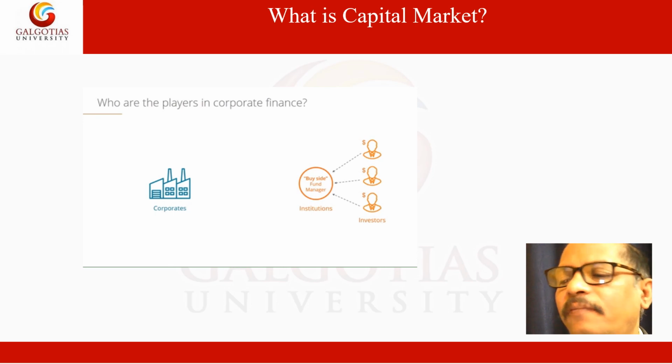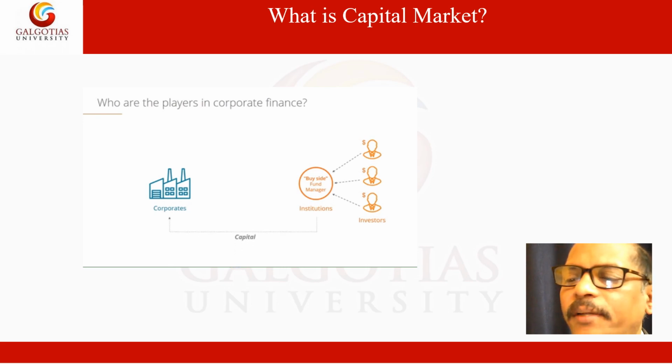So the capital flows from the institutions or investment managers who have the money to the corporates that need that money to grow and run their businesses. In exchange, the corporations issue back to the investor bonds, which is debt, or shares, which are equity. And this completes the cycle between the two.